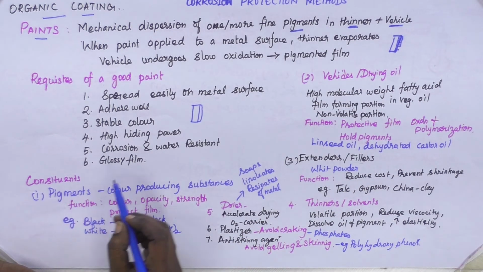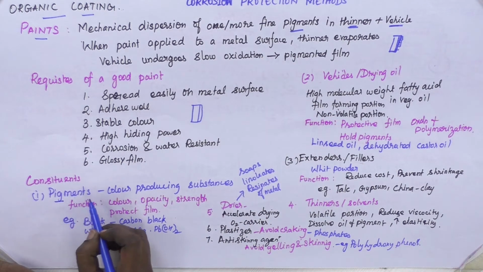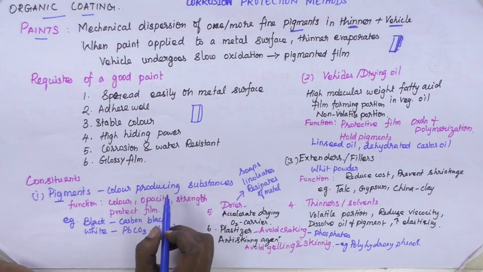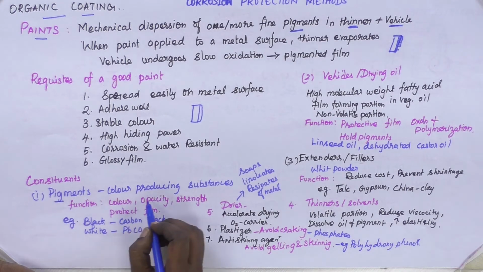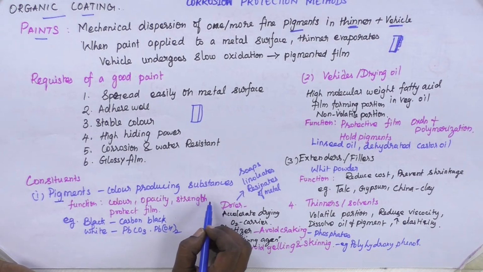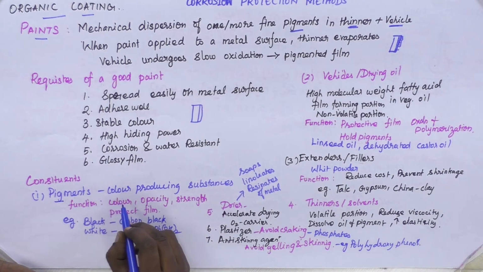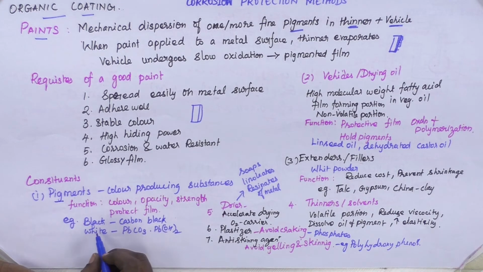First, as we saw in the definition, the pigment is the main constituent. The pigment is nothing but the color-producing substance present in the paint. What are the functions of the pigment? The pigment should produce a definite color and opacity, give strength to the paint film, and protect the film. These are the requirements and functions of a pigment. We have many example pigments.